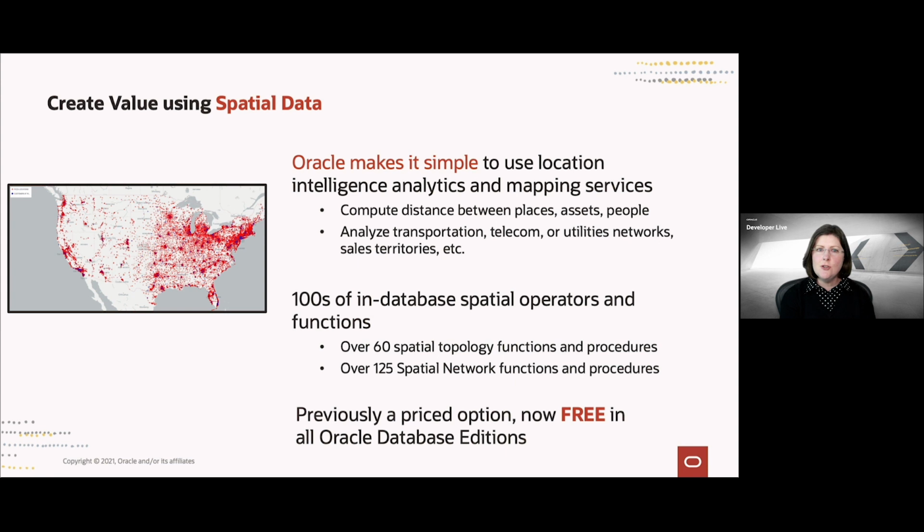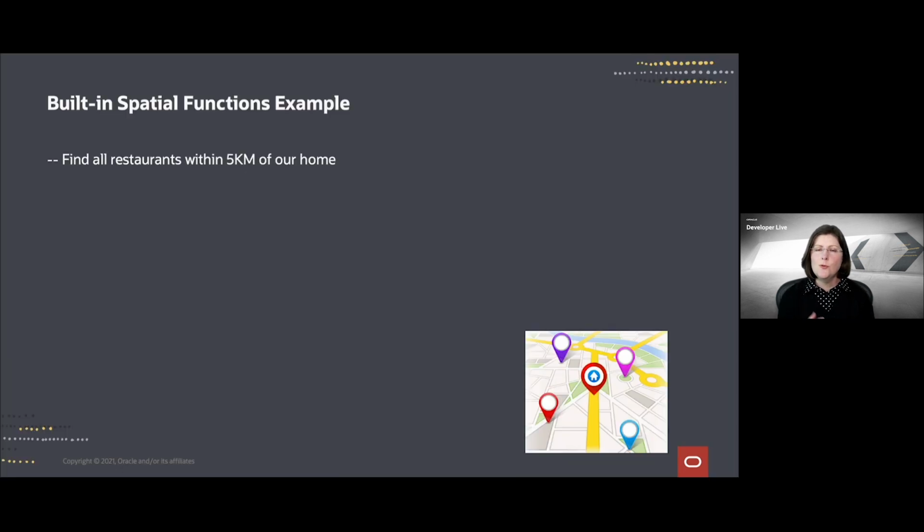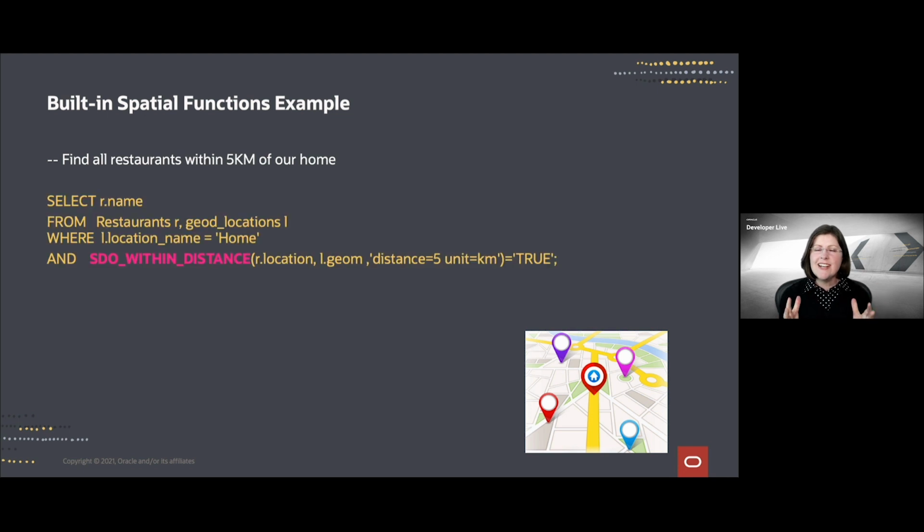So how easy is it to use? I promise you it is foolproof. One of the ways I use our built-in spatial functions is to work out what restaurants are within 5 kilometers of my home. Why? Well, those restaurants will deliver for free. And over the last 14 months, I've been doing a lot of takeout. So how does it work?